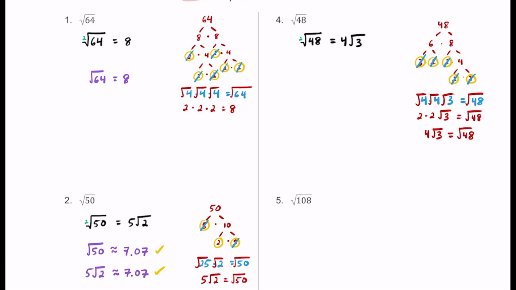Plugging this into a calculator, if we just take the square root of 48, go ahead and type it into a calculator and pause if you want to see what you get. I'm getting about 6.93, okay? And then I'm going to type in 4 times the square root of 3 and see what I get. Go ahead and do that on your own as well. And I'm also getting 6.93, right? So I know that these two are equal to each other.